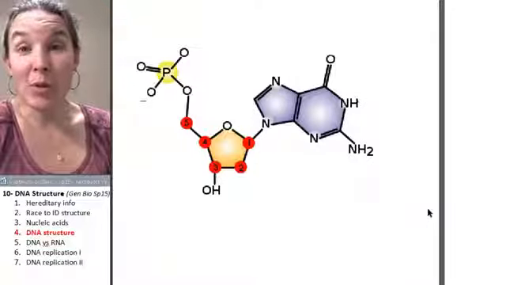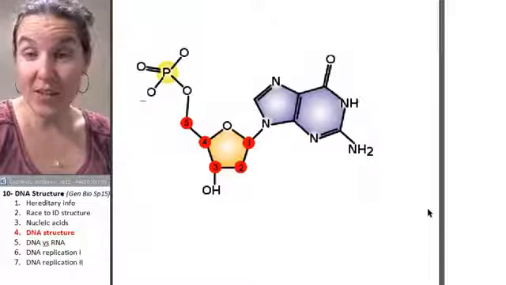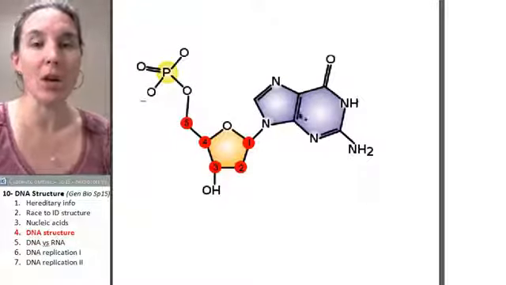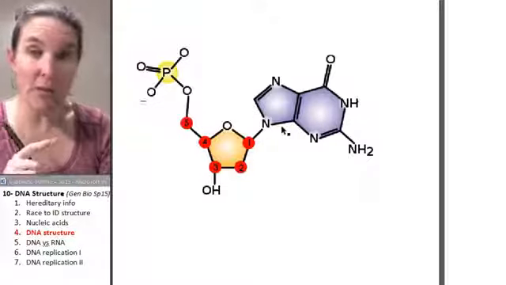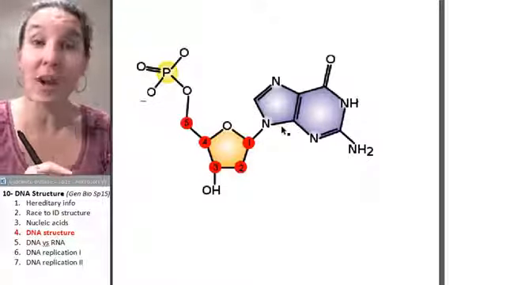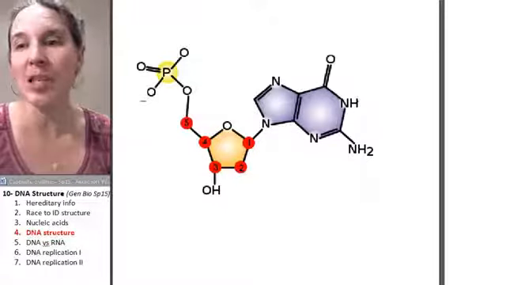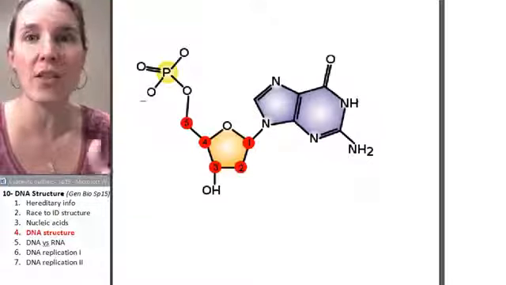Let's label the 5' and 3' ends of this nucleotide. Remember how I told you that the 5th carbon in my pentose sugar is attached to the phosphate, and the 3rd carbon is where we could potentially attach another sugar molecule or attach another nucleotide.